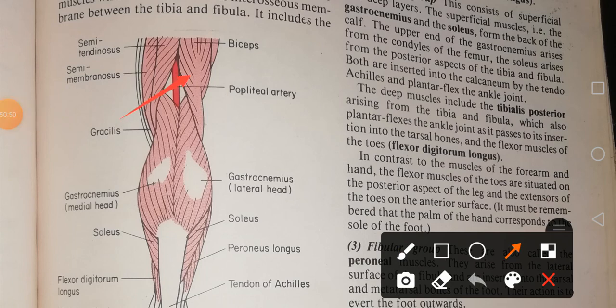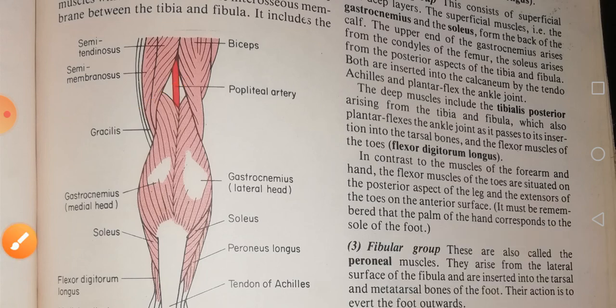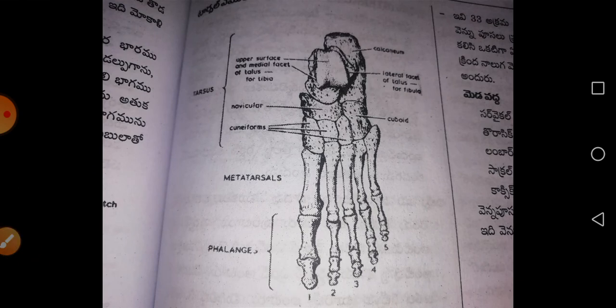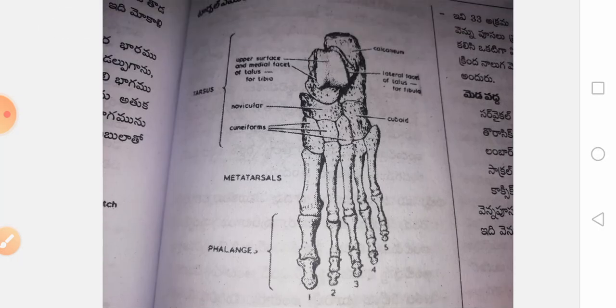This is also one of the indications. When you are checking the pulse, we can feel it over here, the popliteal artery. That is the reason I want to show the popliteal artery: when you want to check the pulse over it, we have to feel it like this. The popliteal artery is here, and that is why we get the pulse. This is the leg.